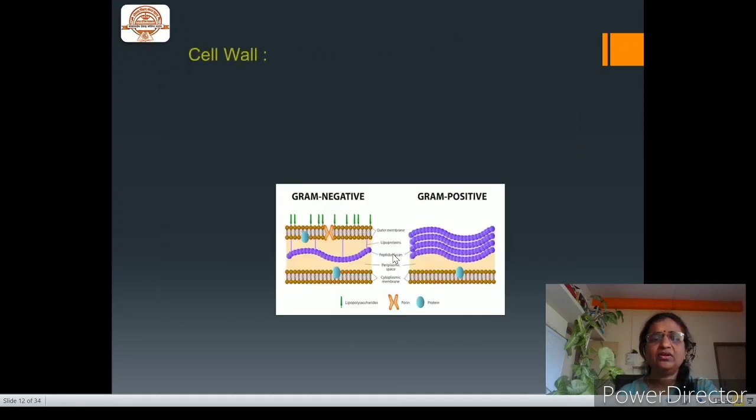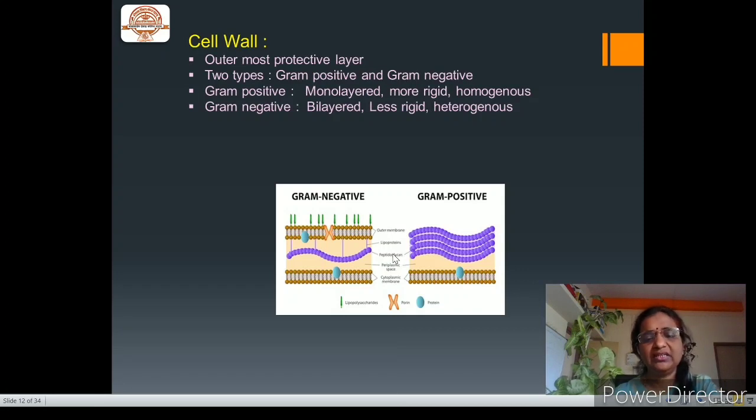Now what is the cell wall of a typical bacterial cell? The cell wall is the outermost protective covering of the cell. It protects the cell from mechanical injury. So it is the outermost cell envelope. Depending upon the chemical nature and structure of the cell wall, there are basically two types of cell wall, gram positive and gram negative. The nature of the cell wall divides all bacteria as gram positive and gram negative.